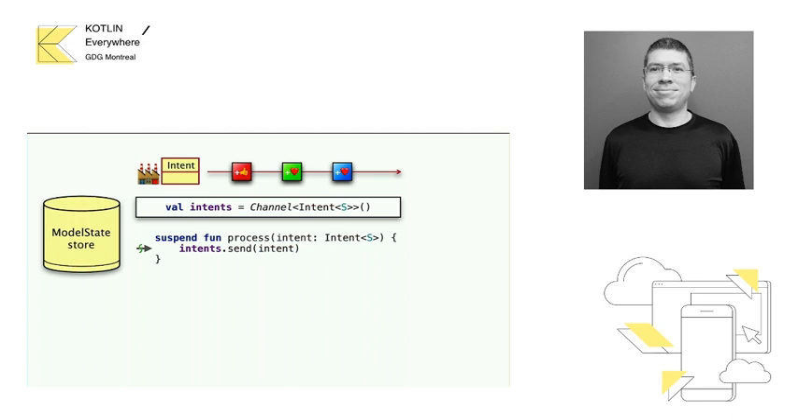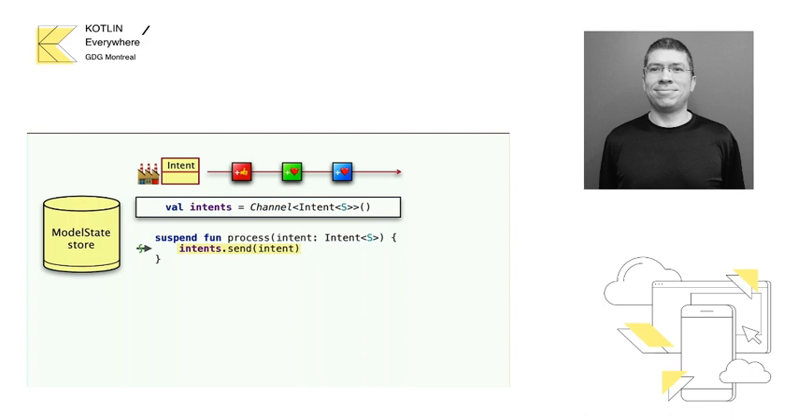We're only looking at the input side of things right here. So in our suspend process function, we're going to call the intents channel and send the intent down into it. Straightforward enough for now. You see again, there's this little icon that says this is a suspend function. If you're familiar a little bit with coroutines, hopefully you are, that means that this will call and suspend until somebody else on the other side consumes it.